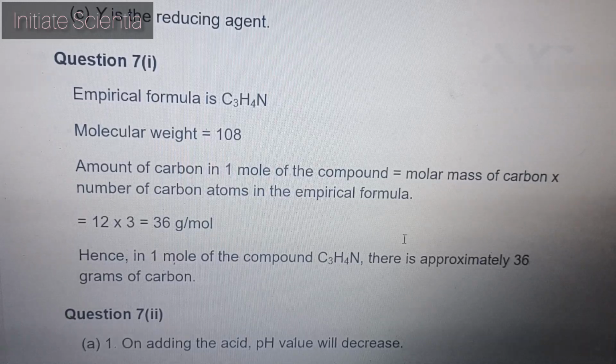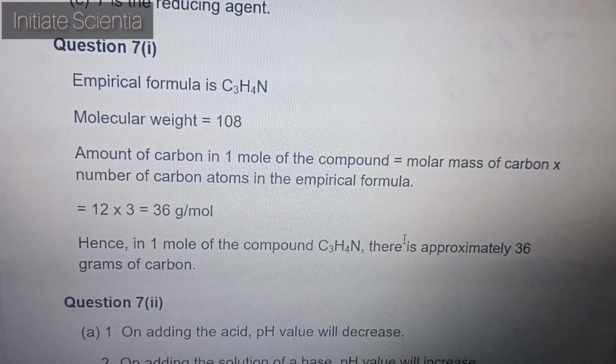Empirical formula is C3H4N. Molecular weight is 108. Amount of carbon in 1 mole of the compound is molar mass of carbon into number of carbon atoms in the empirical formula. 12 into 3 is 36 gram per mole. Hence, in 1 mole of the compound C3H4N, there is approximately 36 gram of carbon.